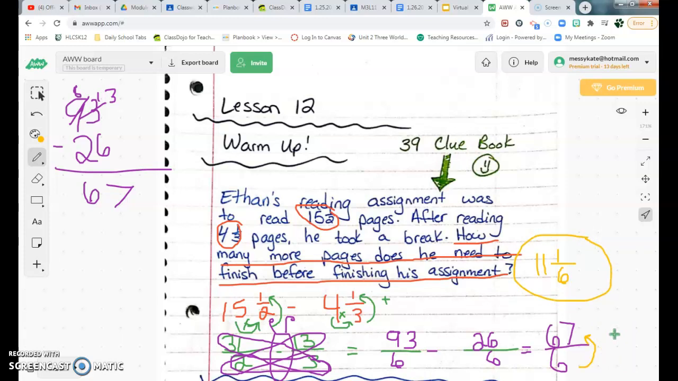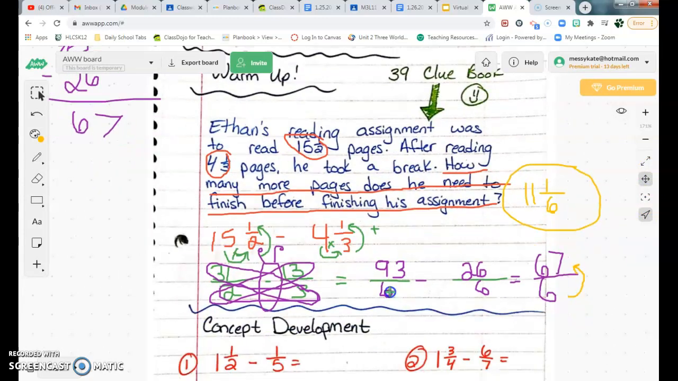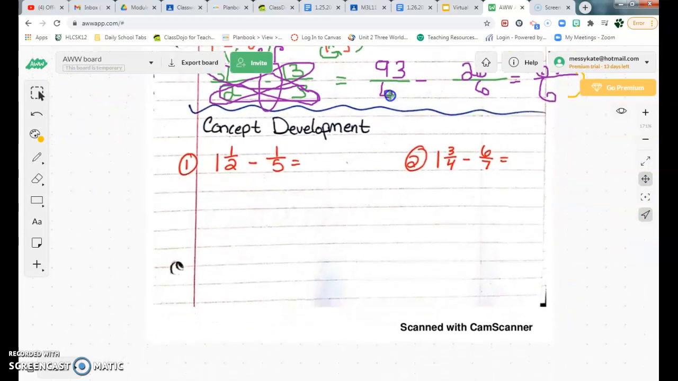Okay? Now I'm going to scroll down here to my concept development, which you guys already have written down. Today we're going to be doing some more subtracting of some mixed numbers. Again, to do these, we are going to make sure that we are converting those mixed numbers into improper fractions, butterflying them out, and solving. These can get a little messy, so please make sure that you are trying your best on them and you are double checking your work because, as you saw yesterday, it's really easy to make a mistake.